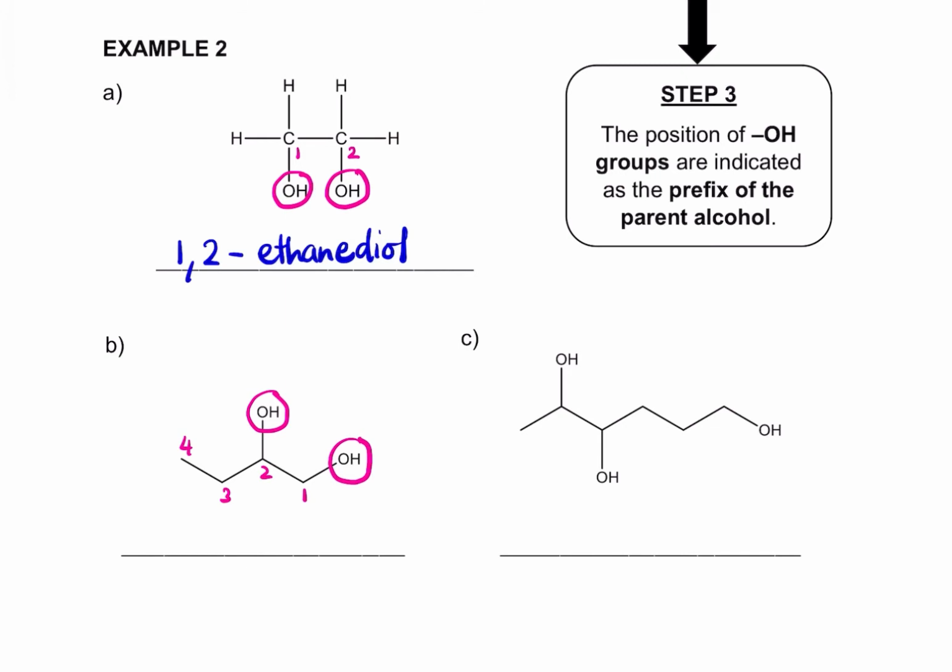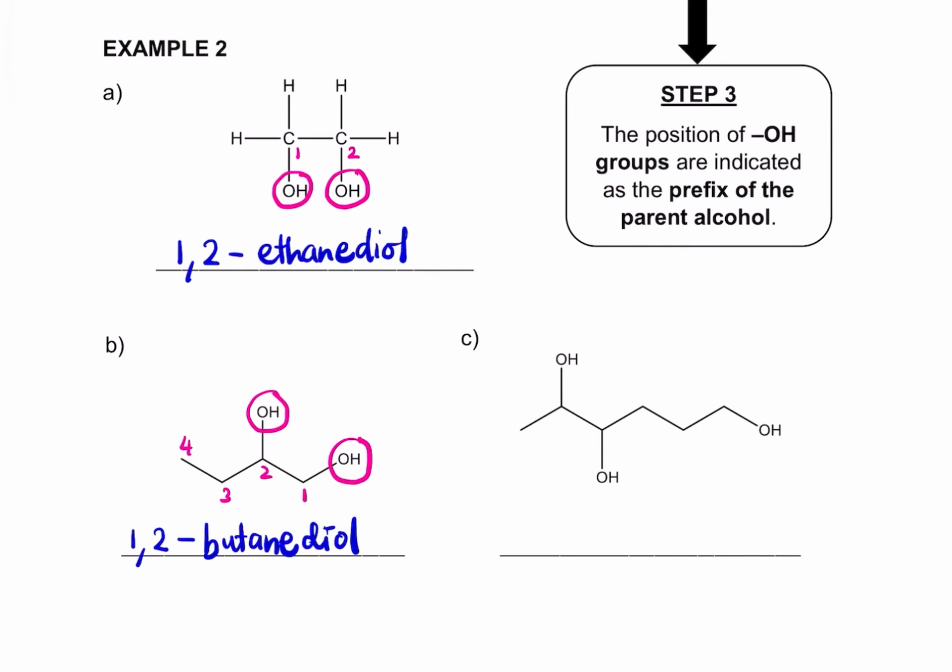Now I'm going to give my full name for this one. Indicate the positions of carbons with OH groups. So I got carbon 1 and carbon 2, dash, and for an alkane with 4 carbon chain you got butane, so I'm going to write down butane, and due to 2 hydroxyl groups in this structure, you are going to put diol at the end of the naming for structure B.